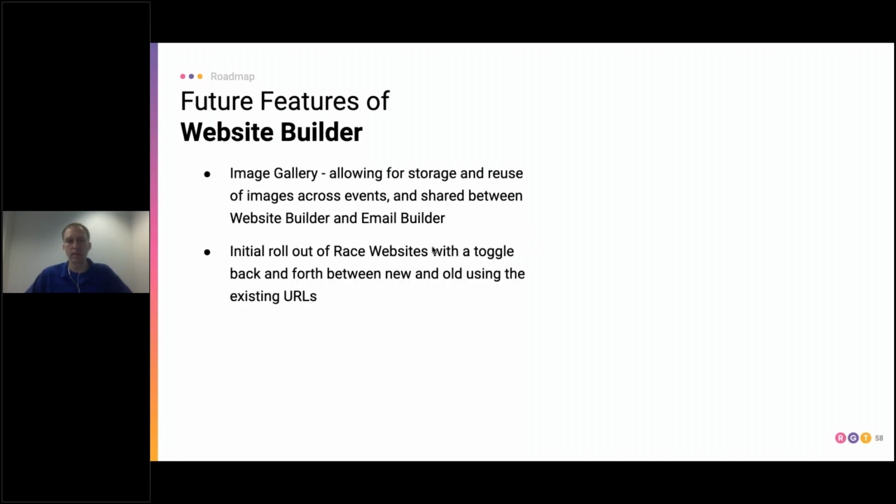So part of the website builder we're going to be adding is an image gallery. Basically, what the image gallery option is going to allow you to do is, once you upload something into this gallery, it can easily be shared across the RunSignup functionality. So you can upload an image to the gallery and you don't have to then also upload that image in a race or in the email builder. It's all shared between all of the access points that you have.